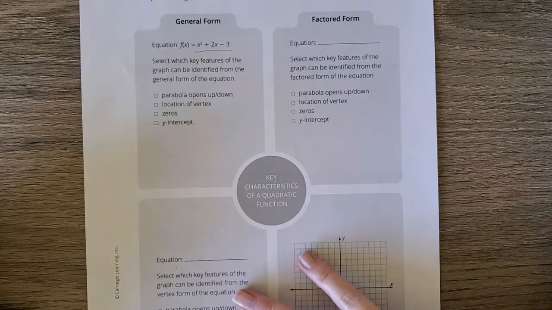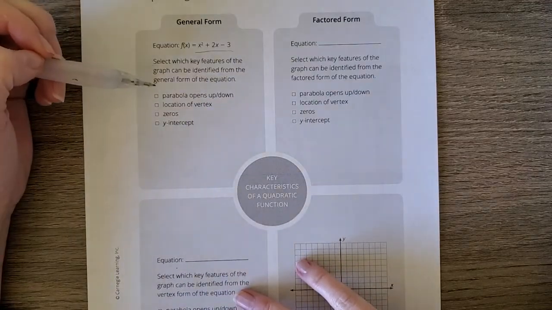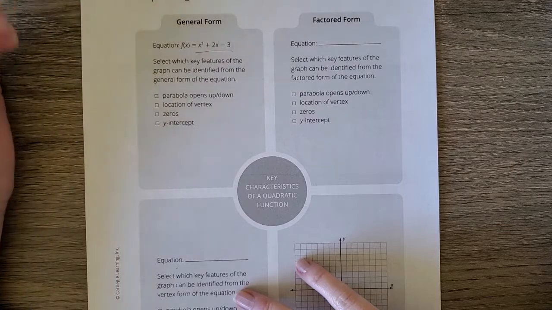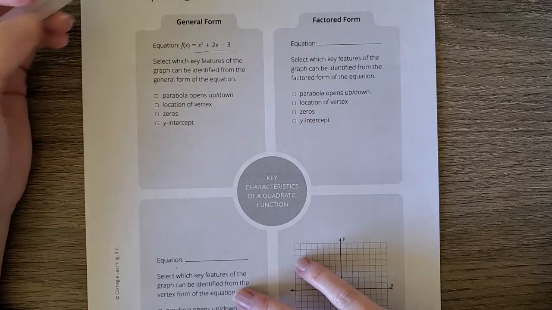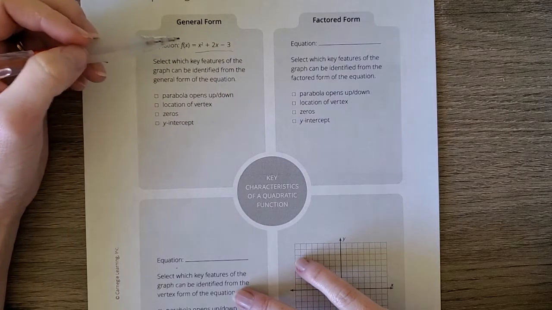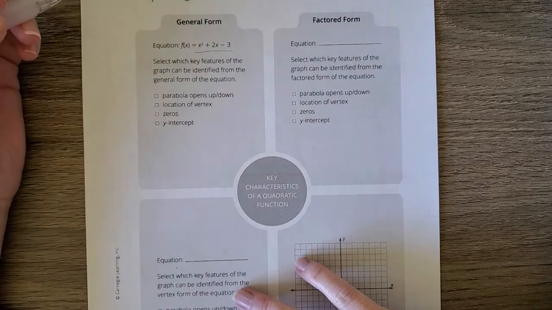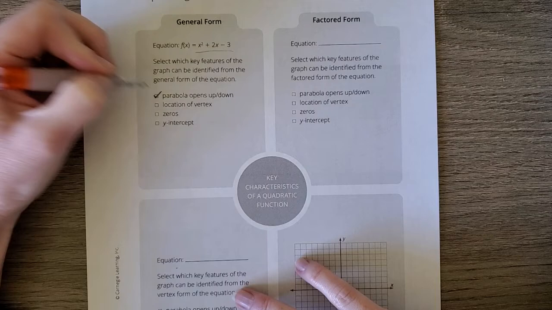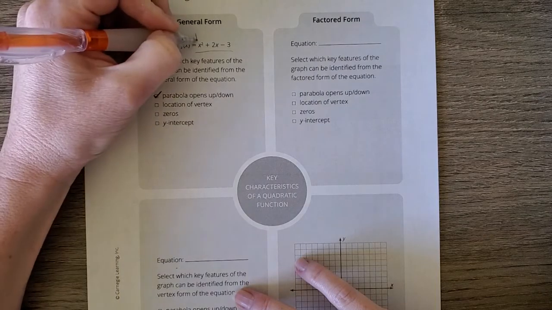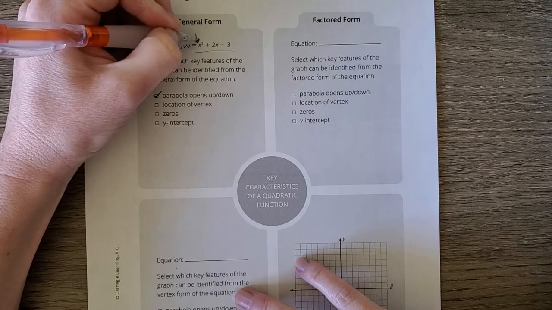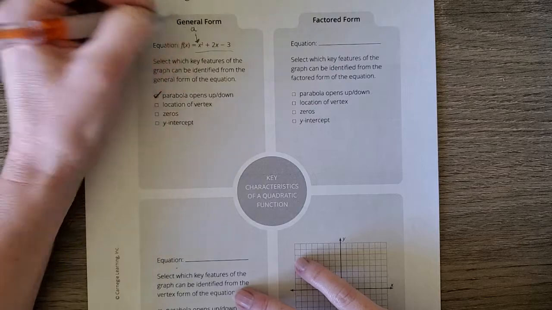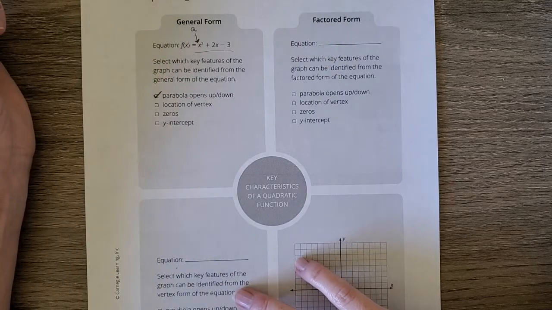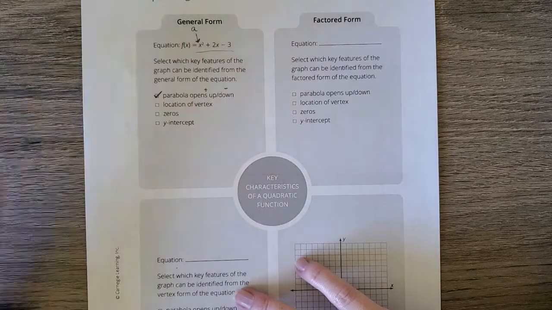So we have general form, and it wants to know what features can we identify just from the general form. So first of all, general form, can we identify whether the parabola opens up or down? And the answer, yes. And the reason why, hopefully you remember this, is the a value, which is always located in front of the x squared, tells us the direction of opening. If it's positive, it opens up, and if it's negative, it opens down.